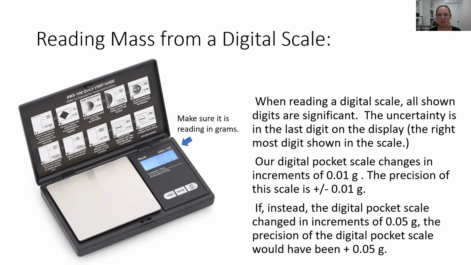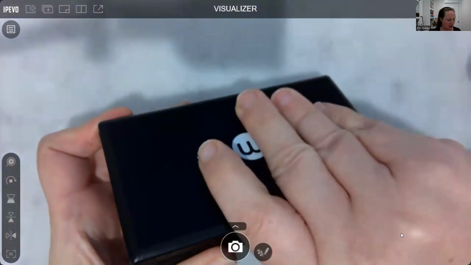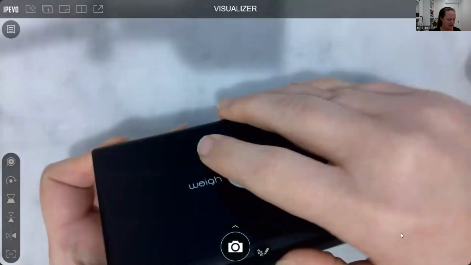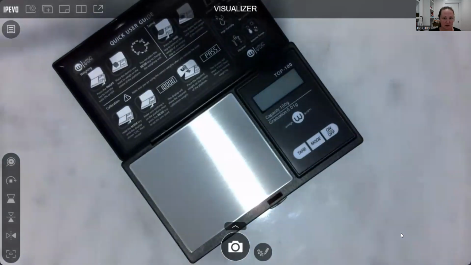So when you are recording a mass, right, you want to write down all the numbers that it shows here. All of them are significant, with the last number in that hundredths place being where the uncertainty is, plus or minus 0.01 grams. And then I wanted to point out, and I'm not going to be able to show this very well, unfortunately, because when I got home, I found out that my scale doesn't work. So I'll have to get another one, right? But you would open it up and turn it on. I couldn't get mine to turn on, so I don't think it's working. But anyway, hopefully yours would turn on, right?